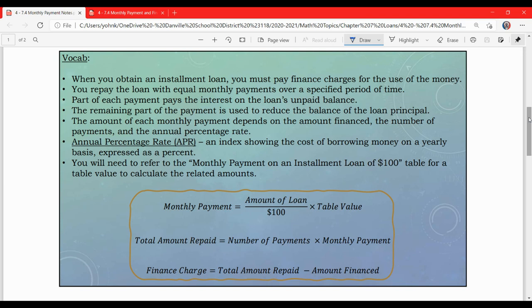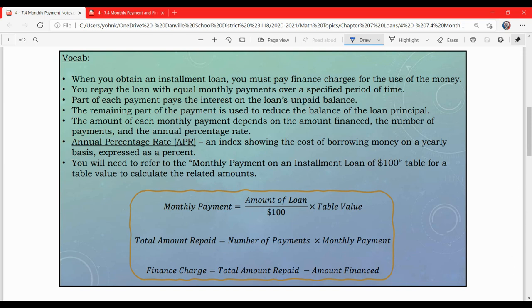So when you obtain an installment loan, you must pay finance charges for the use of the money. You repay the loan with equal monthly payments over a specified period of time, whether that be 5 years, 10 years, or what have you. Part of each payment goes to the interest on the loan's unpaid balance. The remaining part of the payment is used to reduce the balance of the original loan principal. The amount of each monthly payment depends on the amount financed, the number of payments, and the annual percentage rate.